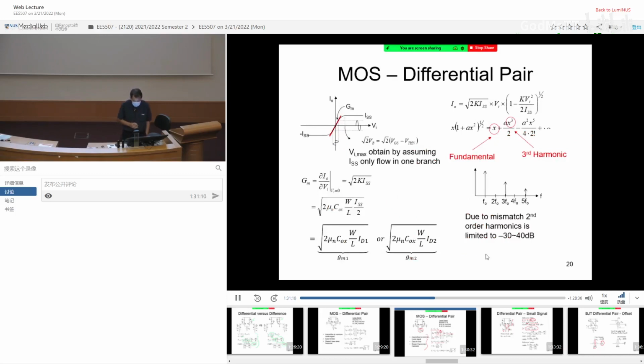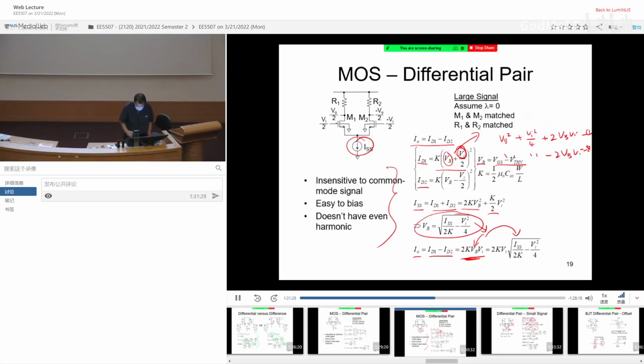If you use the Taylor series expansion, you can expand this accordingly. You are going to end up with many harmonics, but they are all odd harmonics, not even harmonics. And to derive the gradient, it's basically just taking the derivative of this.